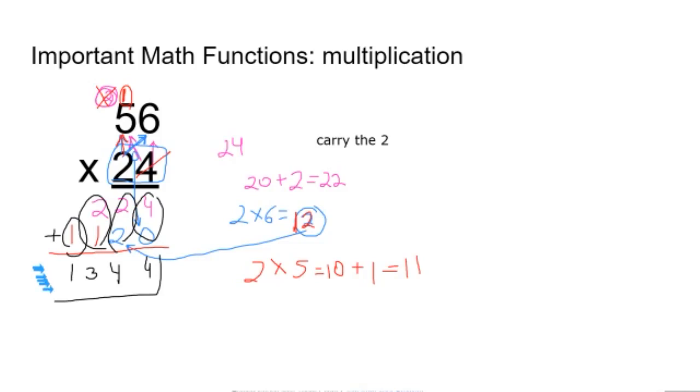So 1,344 is 56 times 24. But what I'm trying to teach you today is this: carry the 2 and carry the 1, right? So that's what I'm trying to teach you. Carry the 1, right? Just like we carry it. And then we use it again later.